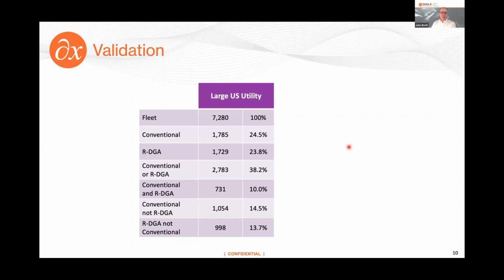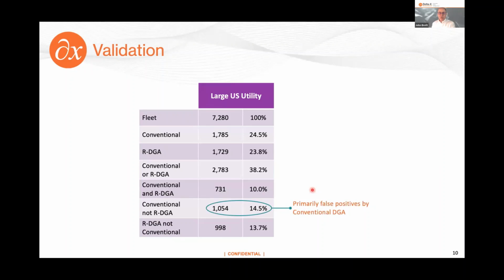And they asked us to check their whole fleet. Once we raised the flag that reliability-based DGA would have caught this one, we looked at a population of 7,200 transformers. And interestingly, both reliability-based DGA and conventional DGA flagged about 1,700 transformers. But the interesting thing was only 731 were common, which means we had some big differences here.